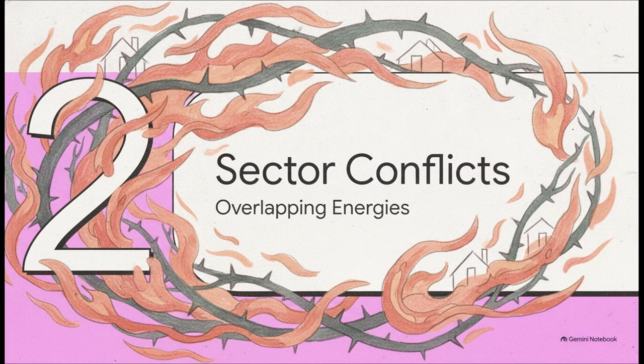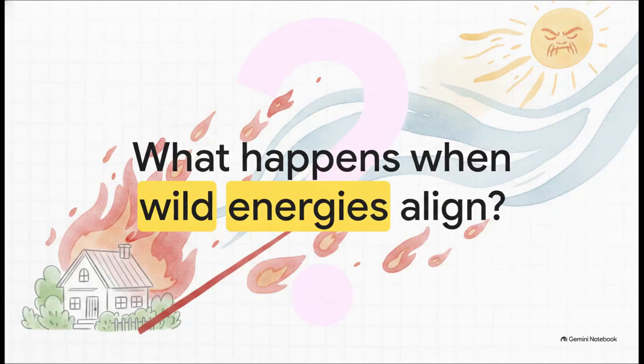Part 2. Analyzing sector conflicts. Things get really complicated when these wild energies don't just overlap, but actively conspire to threaten our central living spaces. Seriously, what happens when the hot summer sun, harsh downslope winds, and wildfire vectors all perfectly align from the exact same direction? Well, this is the ultimate design conflict we're unpacking today. How in the world do you protect your home when nature throws a simultaneous wall of wind and fire at it, backed by the intense summer sun?